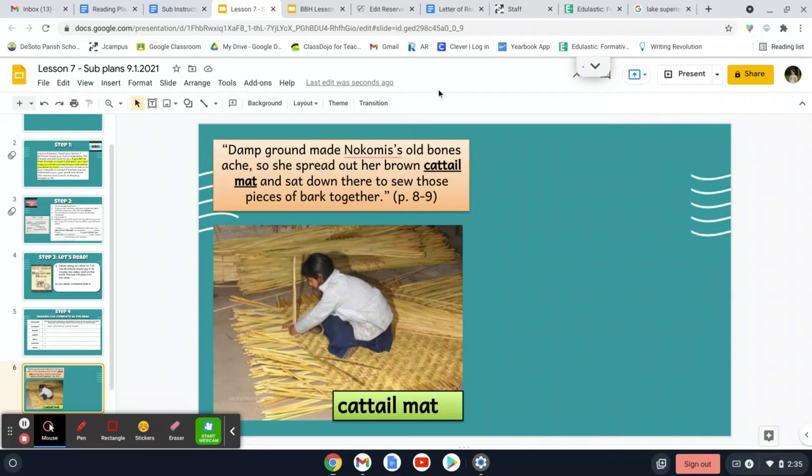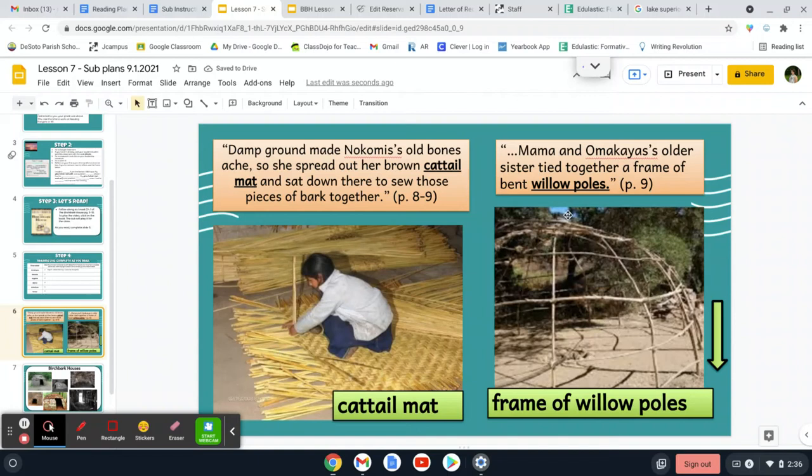I'm going to pause right there. I have one more picture to show you. Okay, so if you look over here on the right-hand side, the text said Mama and Omakais's older sister tied together a frame of bent willow poles. So willow is a type of tree.